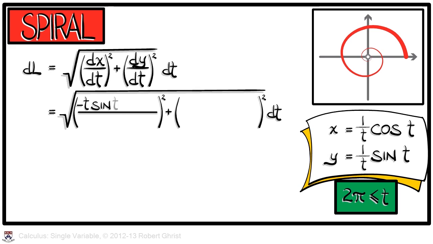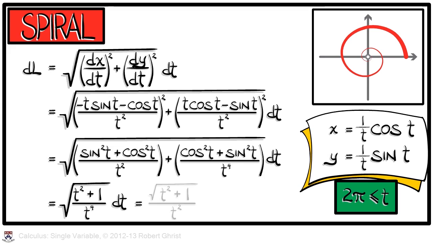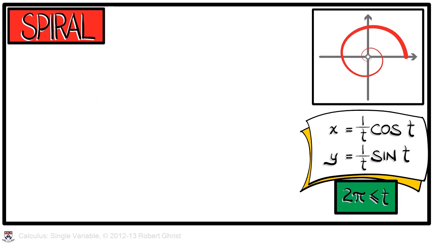Now, this is going to involve a fair bit of differentiation using the quotient rule and what we know about sines and cosines. I'm going to leave most of the simplification work to you here, but do note that when you multiply these terms out, there's quite a bit of cancellation between the cross terms, and using the fact that sine squared plus cosine squared equals 1, in the end, you get the square root of t squared plus 1, all over t squared, dt.